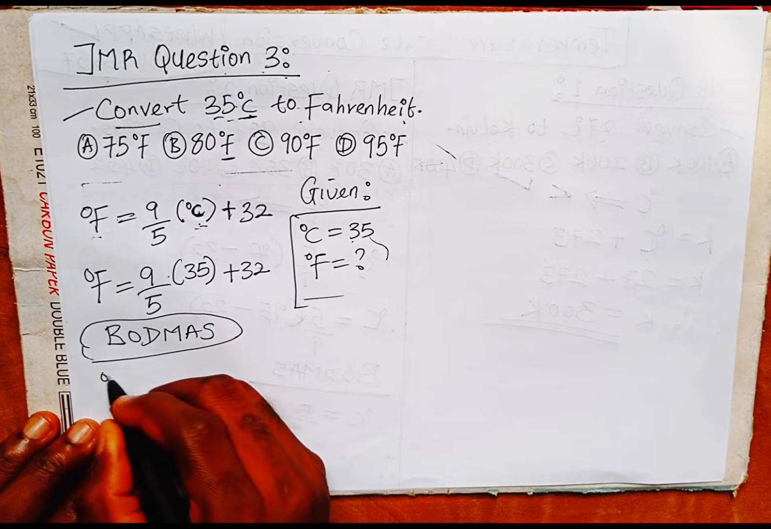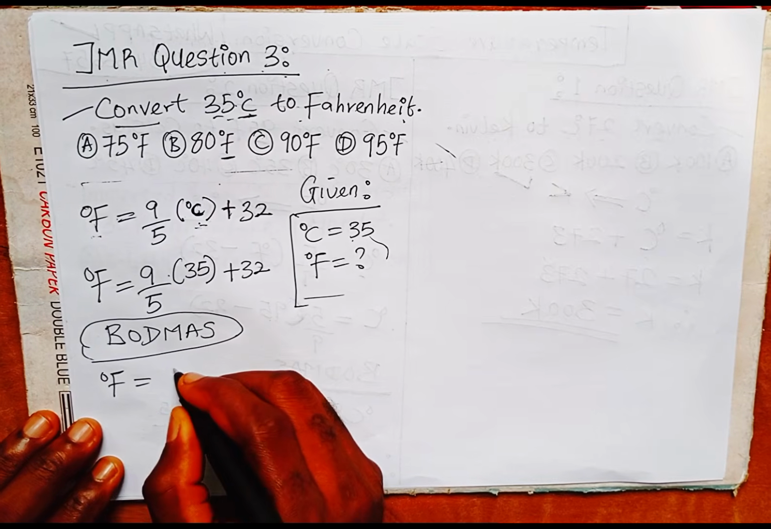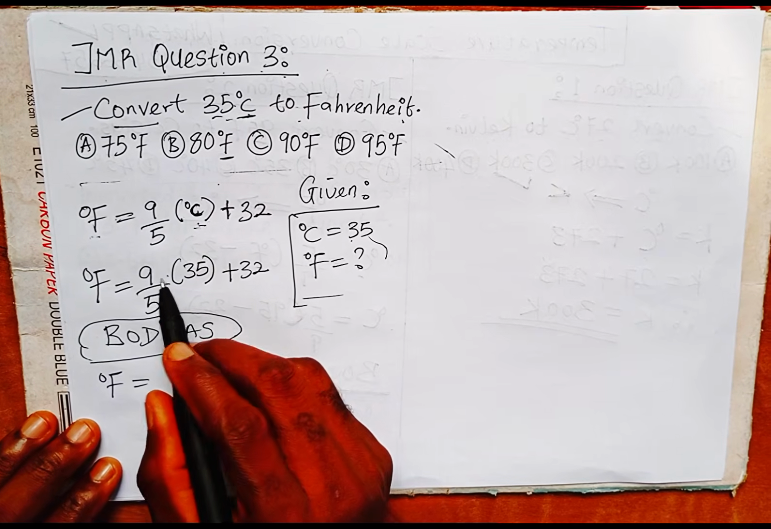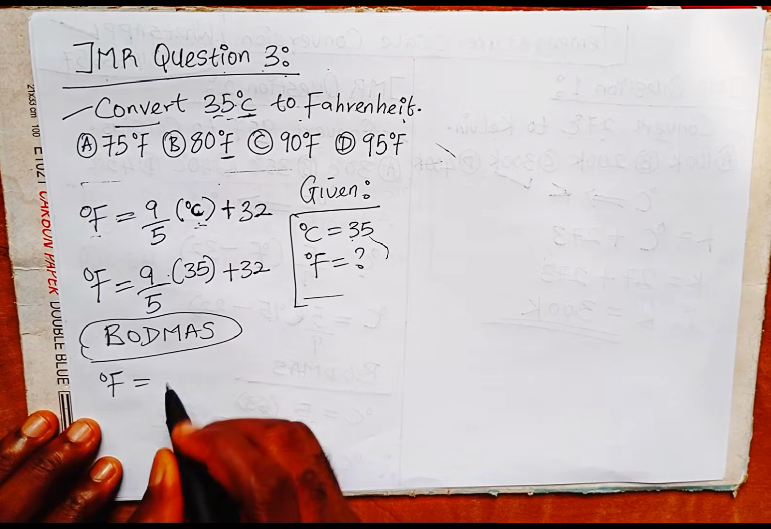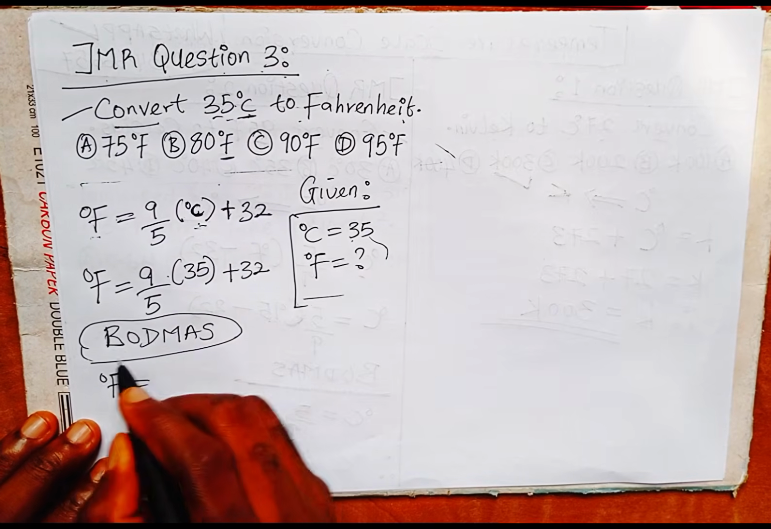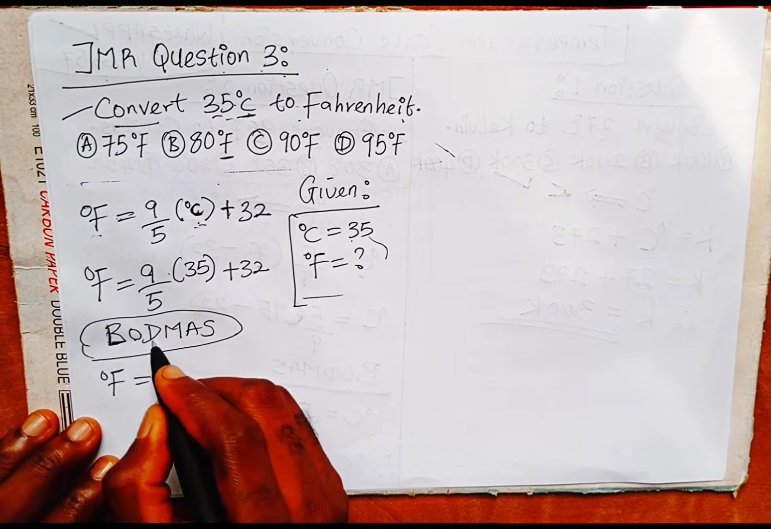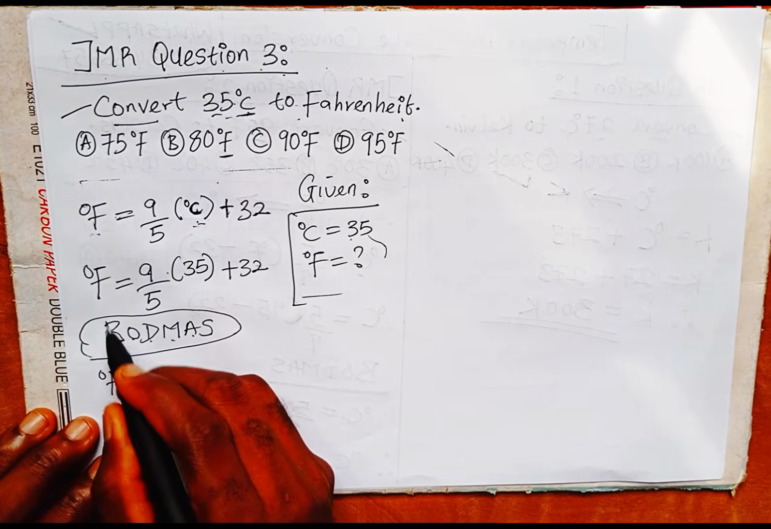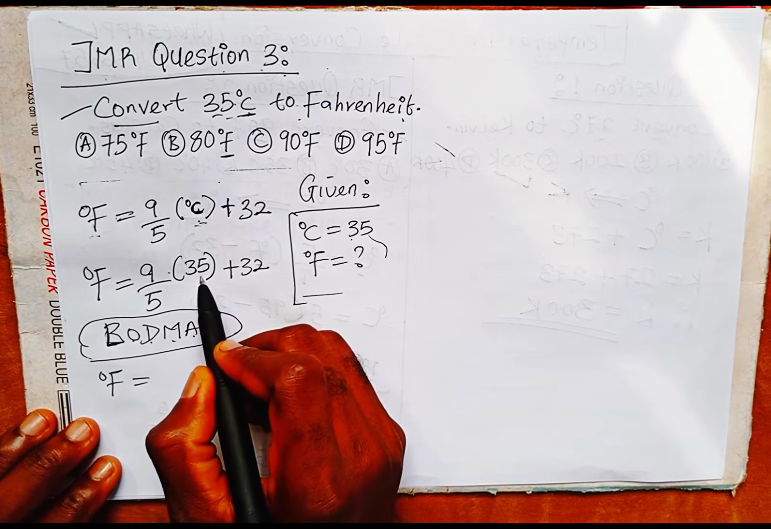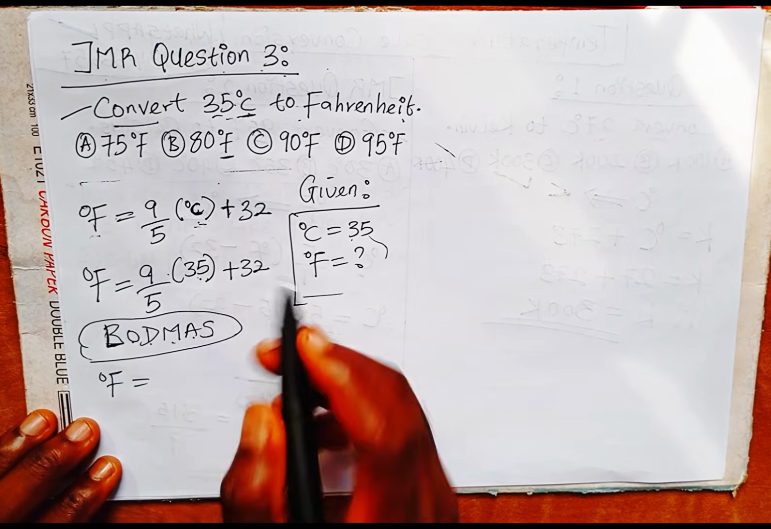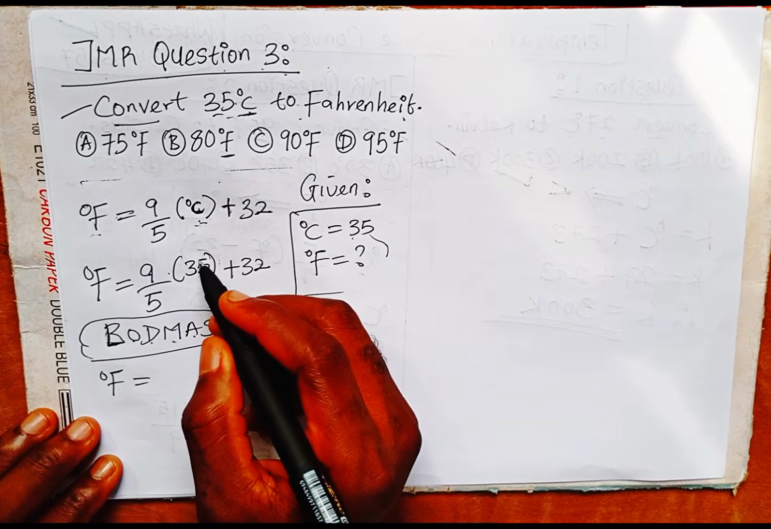Applying BODMAS, we are going to be left with degree Fahrenheit is equal to 9 times this by this. First, let's apply BODMAS. This stands for brackets, of, division, multiplication, addition, and subtraction. What do we have here? Brackets, so we do the bracket first. What do we have in the bracket? 35. Since we don't have anything to solve inside the bracket, it's only 35 that is there.